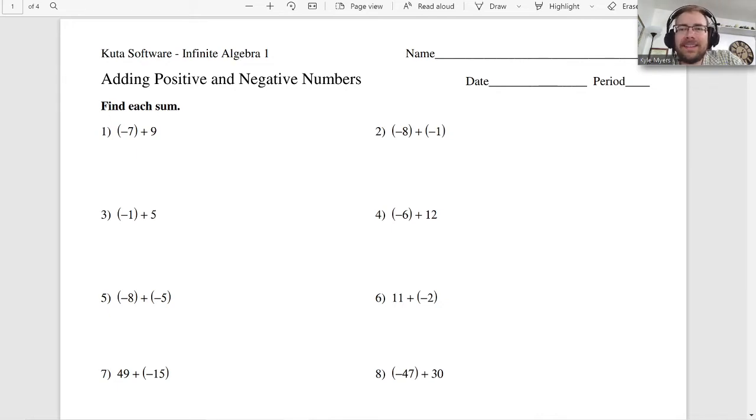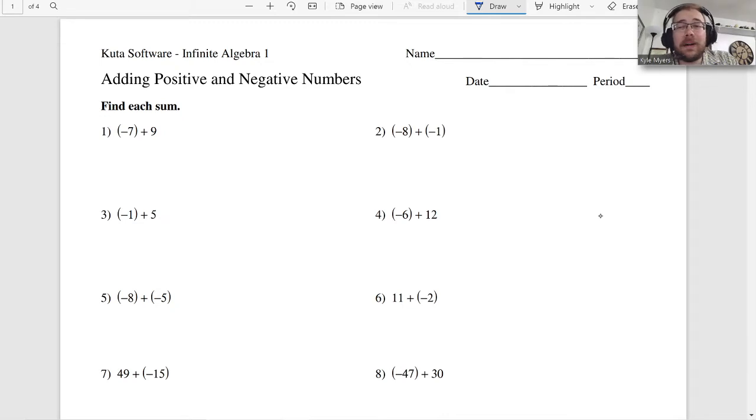So, adding positive and negative numbers. I cannot tell you how important it is to be able to do this. So many people get this messed up. It's just crazy. So, I'm going to do a couple different methods on here and just walk you through each of the different ways that you can do this.